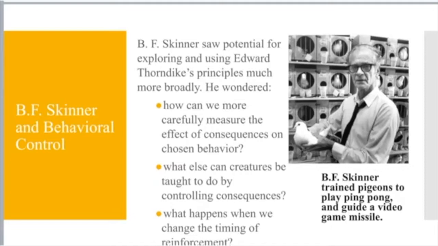He asked questions like, how can we more carefully measure the effect of consequences on chosen behavior, right? So positive and negative consequences, punishments and rewards. What else can creatures be taught to do by controlling consequences, right? What happens when we change the timing of reinforcement, right? If these cats didn't get their freedom immediately following solving the puzzle, would they associate freedom with solving the puzzle? Does that change things?